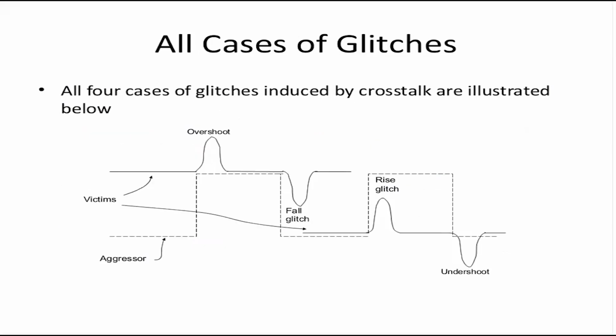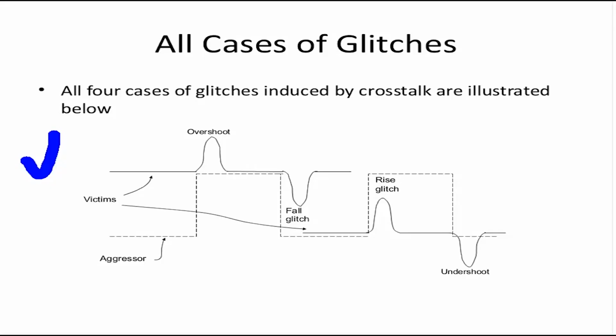So this figure will tell everything. Victim, if it's high, maintained high, aggressor rises, there will be an overshoot glitch. This value is VDD. This overshoot glitch takes it beyond VDD. If victim is falling, it might take aggressor down with it, and this will be a fall glitch. Fall glitch is when victim is 1 and the noise causes it to fall below 1 or below VDD.